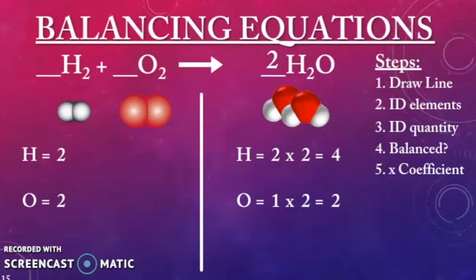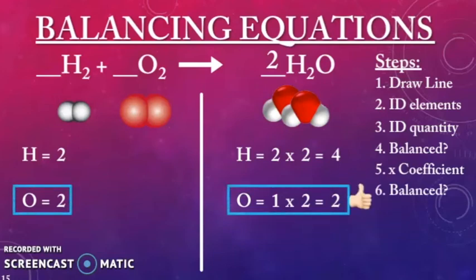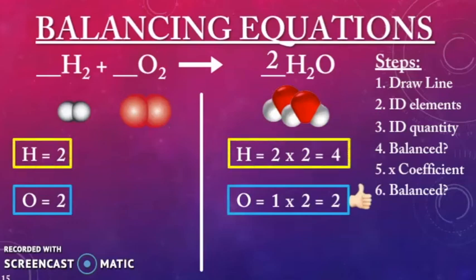So we need to check and see if we're balanced again. That's our next step. All right, my oxygens are balanced, yes. Okay, but my hydrogens are not. I have 2 on the reaction side and 4 on the product side.